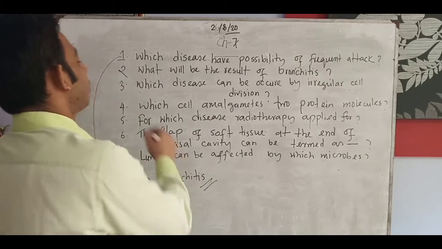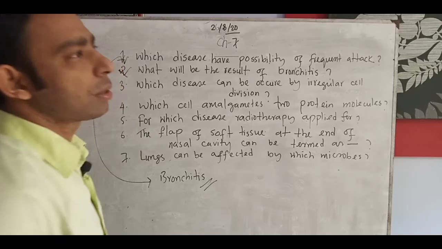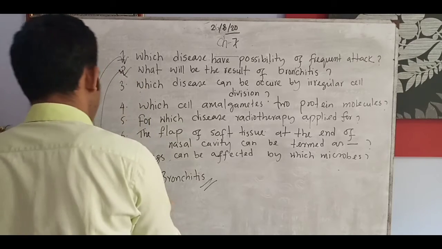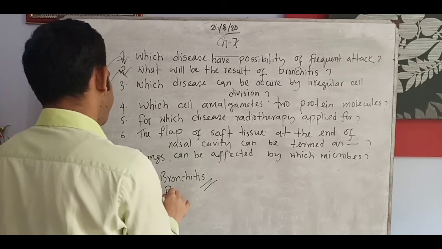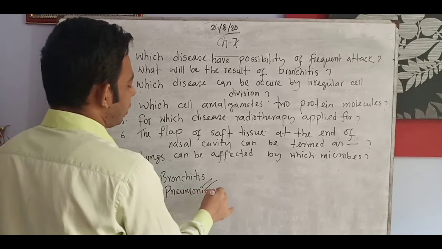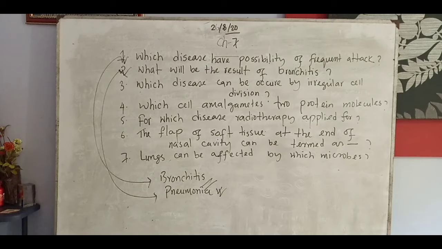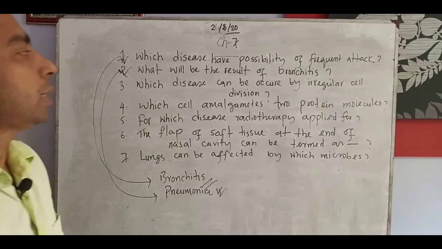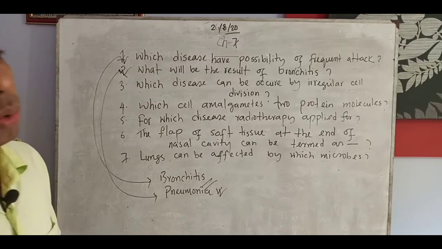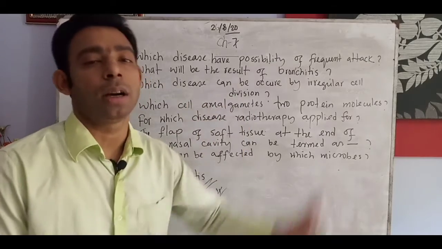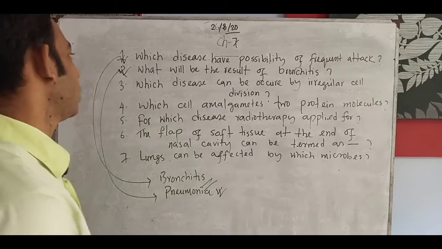Second one, what will be the result of bronchitis? Actually, the result of bronchitis is not asking for death or alive. No. After bronchitis, there is a chance of getting pneumonia. If it is not treated well, the bronchitis can turn into pneumonia, and pneumonia is a very prominent disease. So pneumonia is the result of bronchitis. If bronchitis is not treated well, not taken seriously, then it can turn into pneumonia. So this is another very important question.